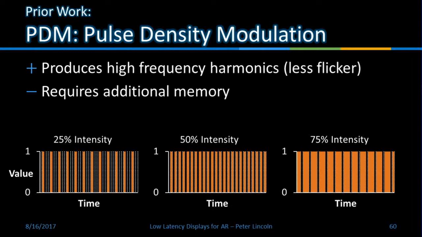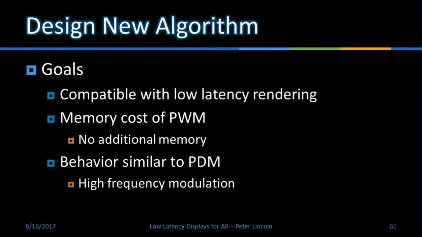Now, there are some issues with this: it requires a lot of additional memory. You now need to basically keep an accumulation value in order to operate. But it reduces those high-frequency harmonics, so you get rid of that potential flicker issue. So how can we improve upon these?